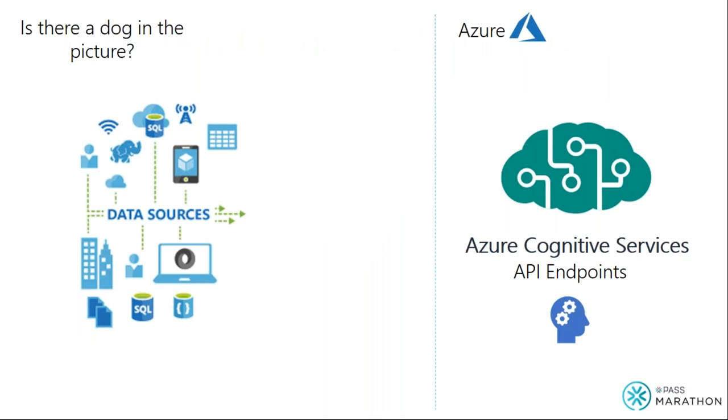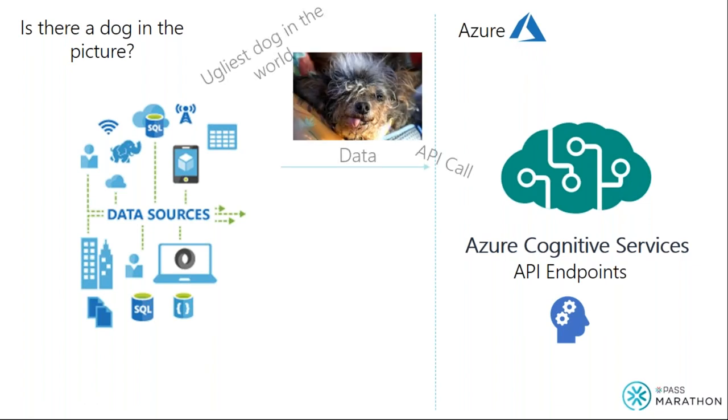Let's say that we want to answer a question. We want to identify if there is a dog in a picture. So on the left side, we have our data sources, our pictures. And on the right side, we have the Azure environment. We are going to send that picture to the Azure Cognitive Services using the API. And from the Azure side, they're going to send us a response in JSON format. And this response is going to have a value that tells you that it believes, 15% sure, that that picture is a dog.